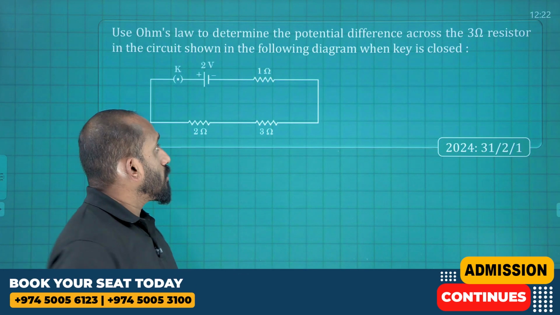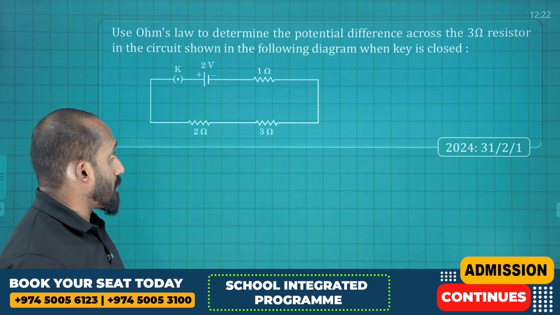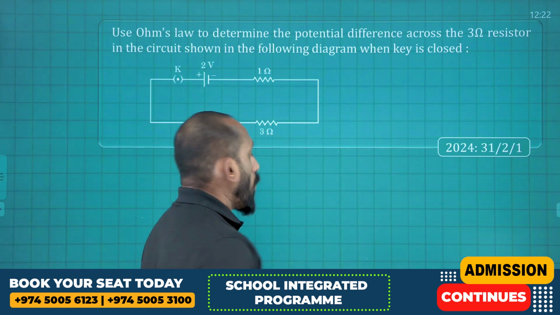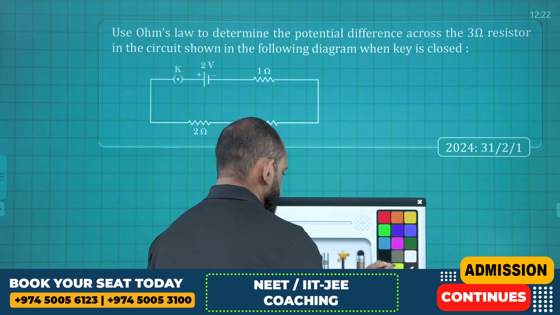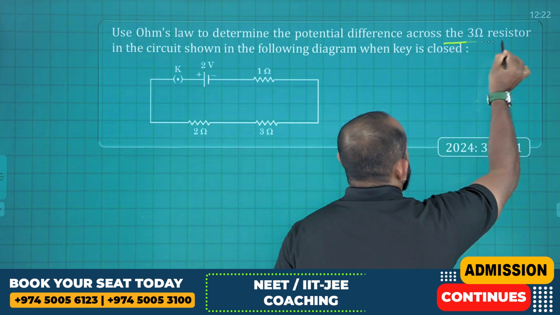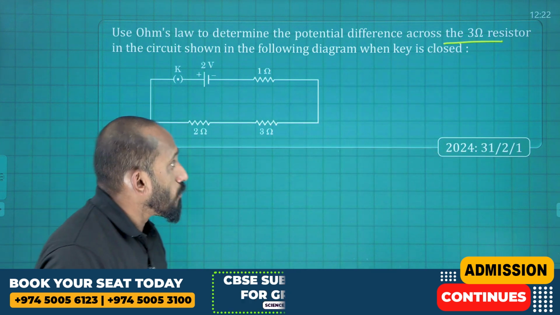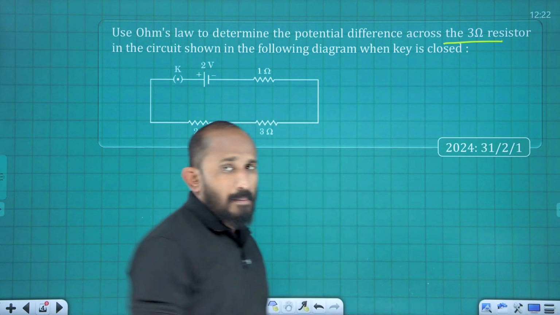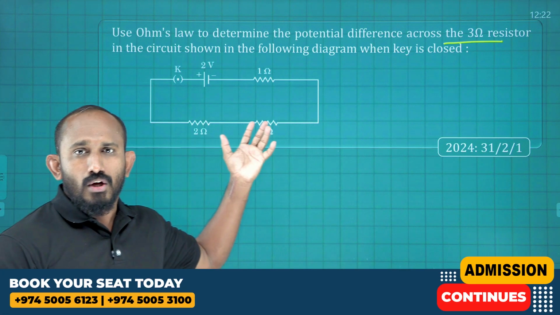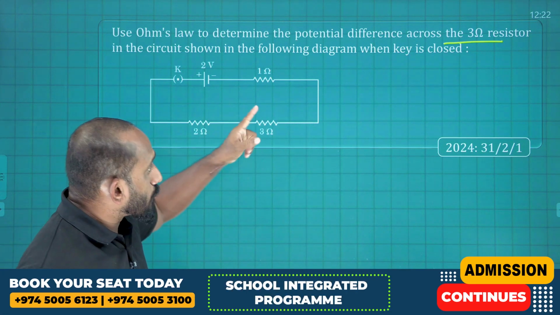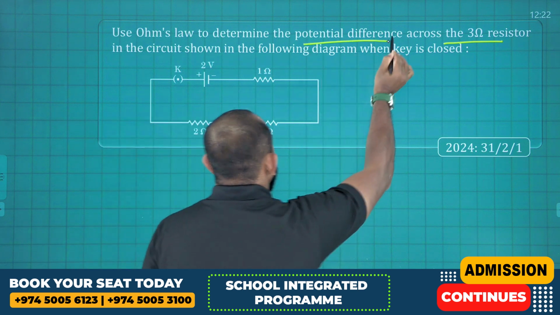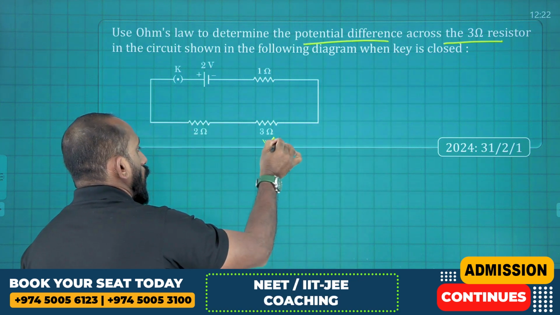Use Ohm's law to determine the potential difference across the 3 ohm resistor. So here is the 3 ohm resistor in the circuit shown in the following diagram when the key is closed. That means when current passes through this circuit, what is the potential difference across the 3 ohm resistance? So voltage across 3 ohm you have to find out.